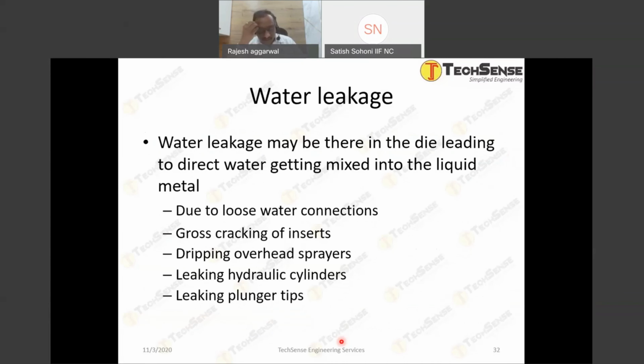Water leakage may be there in the die. Many times we have experienced it on the shop floor. If you are having a particular gas porosity defect in a particular region, and it is always coming over there, then we must look for this type of defect. There may be some leakage of water or maybe hydraulic oil as well from the cylinders. It may be due to loose connection, cracking of the insert, dripping water from the overhead spray, leaking hydraulic cylinders, or the leaking plunger tip as well. So we should make sure that there is no water inside the cavity.